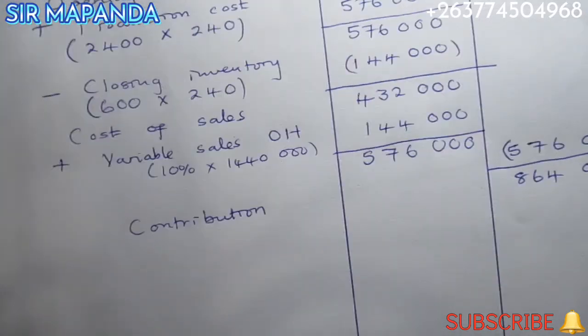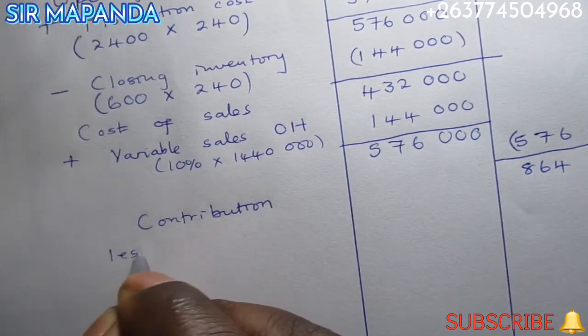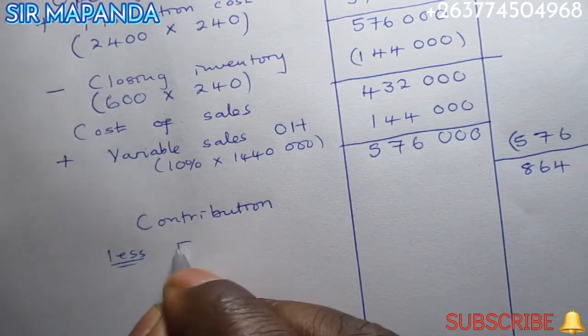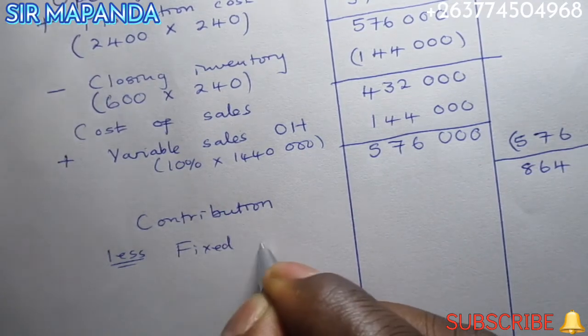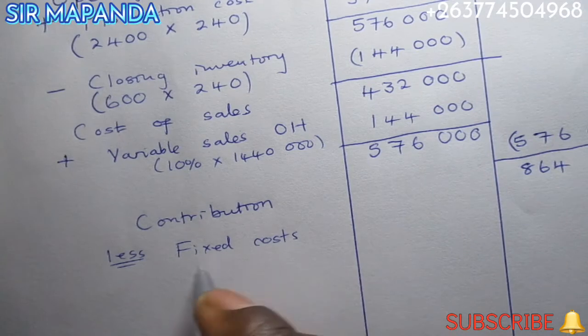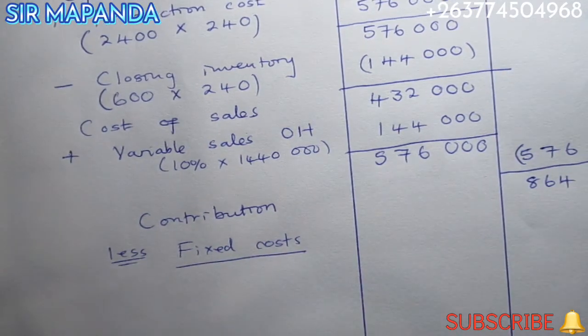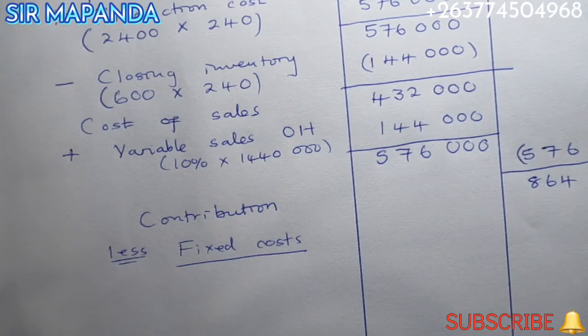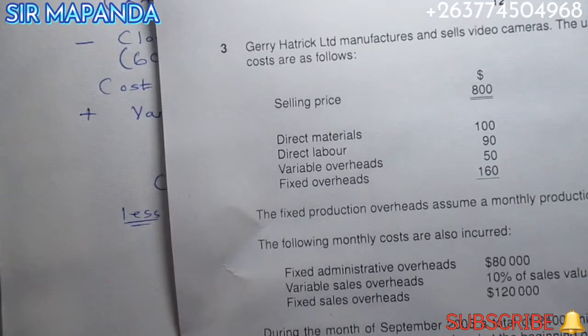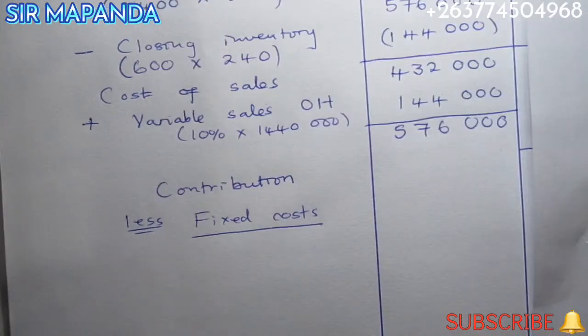Right. After that, you write less fixed costs. Less fixed costs. Under marginal income statement, all fixed costs are treated as expenses. Be it production, be it admin, be it marketing. Any cost with a tag fixed is treated as an expense under marginal costing. So here we have fixed overheads of 160 per unit.